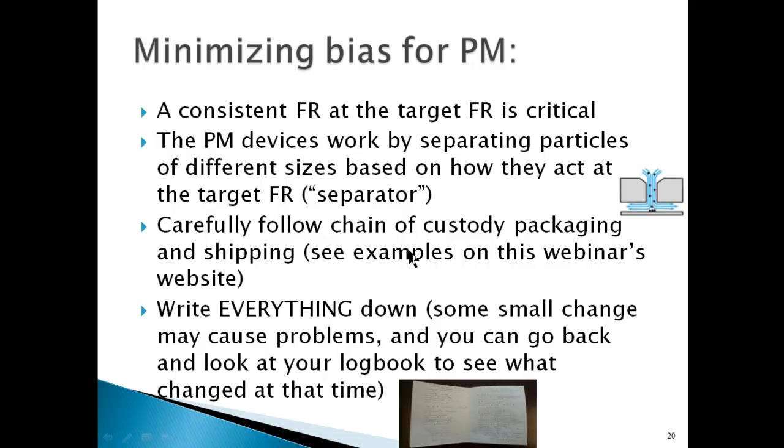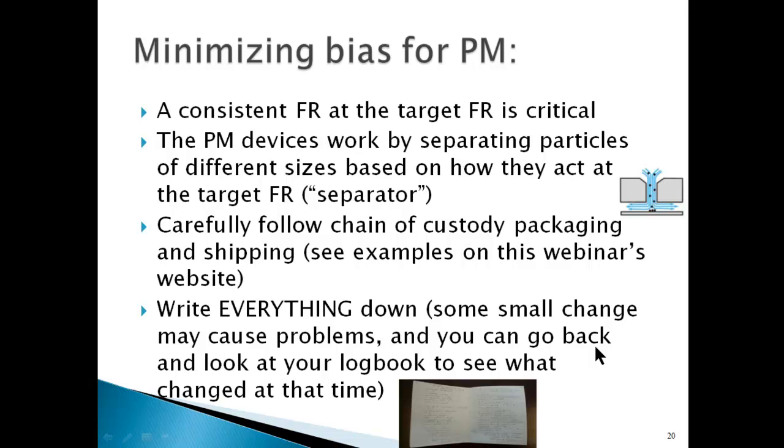You carefully follow chain of custody packaging and shipping, and we have a folder on the website where you can click and see different examples of chain of custody documentation. You write everything down. Some change that you made could cause a problem, and you might not realize it at the time, but you can go back and look at your logbook to see what changed at that time.